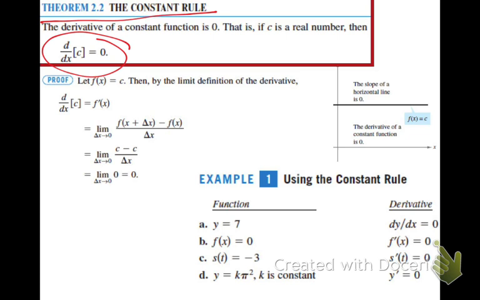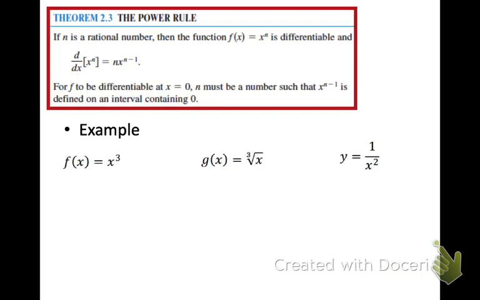Okay, so these are examples if you want to write them down. I have y equals 7. So dy dx, that's another way to write the derivative, right? Derivative of y with respect to x. That's what that says, is 0. f of x equals 0. So the derivative, f prime of x is 0. s of t is -3, so derivative of s is what? 0. Do I need to keep going? No. Any constant, what is the derivative? 0. It's your first rule. Pretty easy, right?